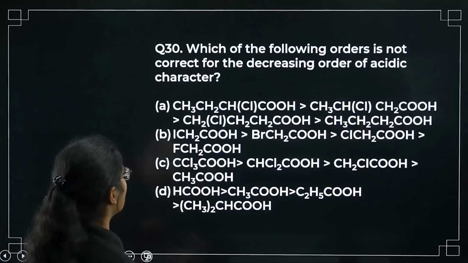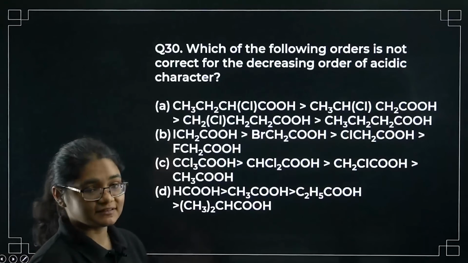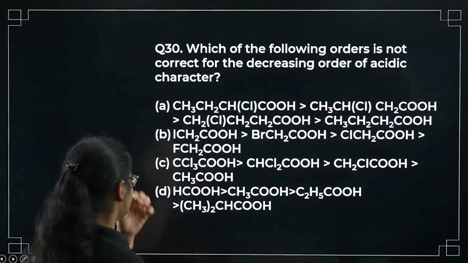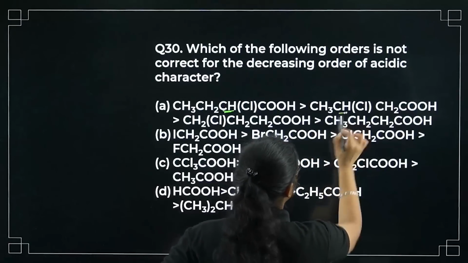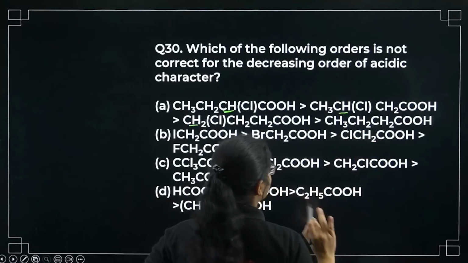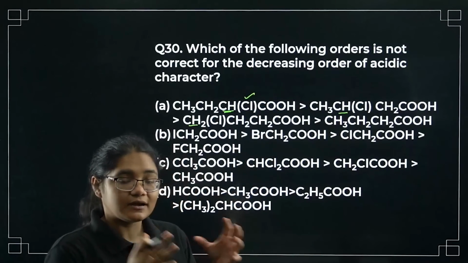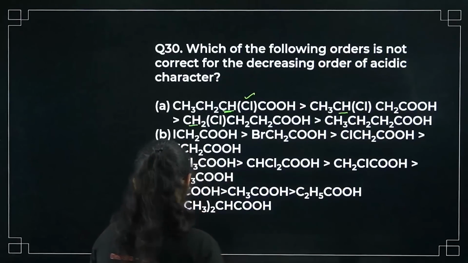Next, which of the following orders is not correct for the decreasing order of acidic strength? Okay, let us see the first one. If you see, chlorine is present on the first carbon here, chlorine is present on the second carbon, then here it is present on the third carbon, and here it is not present at all. So this is a correct order. You know, the inductive effect decreases as we move far away, right? So that is why this is the correct order.